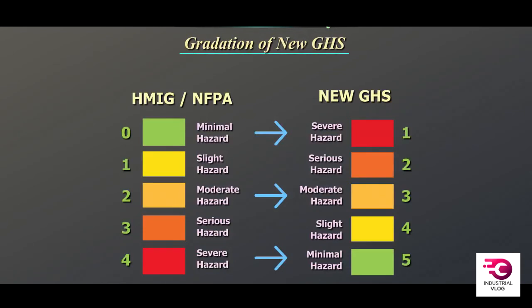Gradation of the new GHS. The new GHS differs in its gradations from HMIG and NFPA. While HMIG and NFPA classify green to red as 0 to 4, GHS classifies it in the other direction. Green to red is 5 to 1.